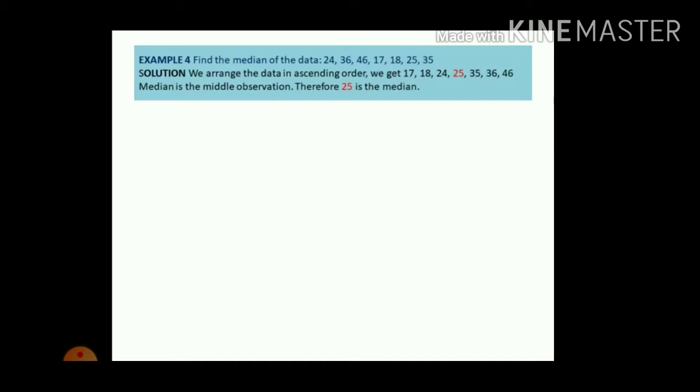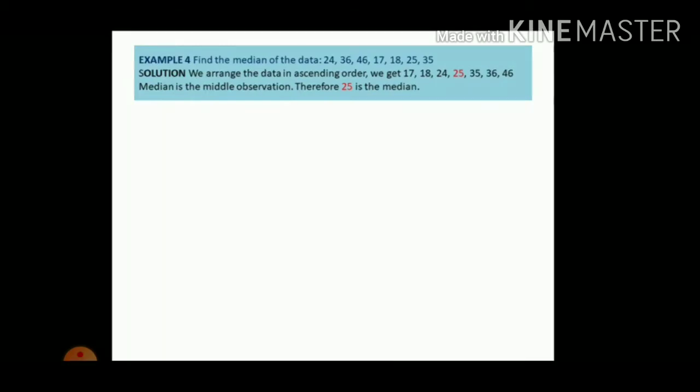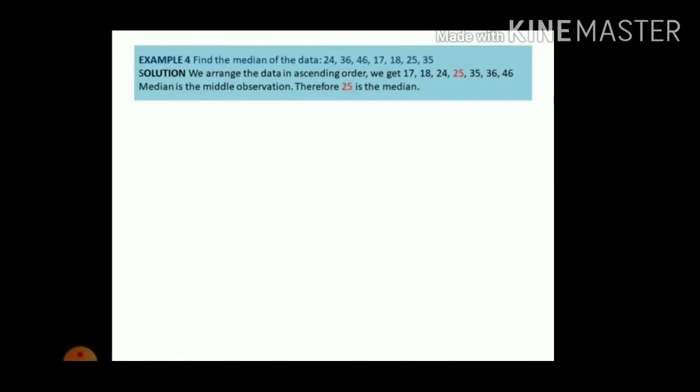So in this question, we have to find the median of data 24, 36, 46, 17, 18, 25, 35. The very first step will be to arrange the data in ascending order. Now check how many observations there are. There are totally 7 observations. So the median will be equal to 7 plus 1 divided by 2, so that is equal to 8 by 2. So the data at the 4th position will be the median. So the answer will be 25.